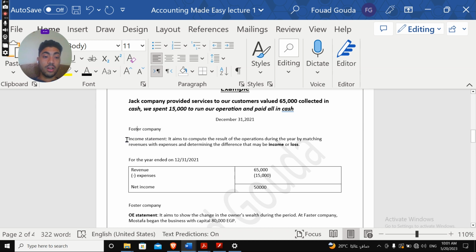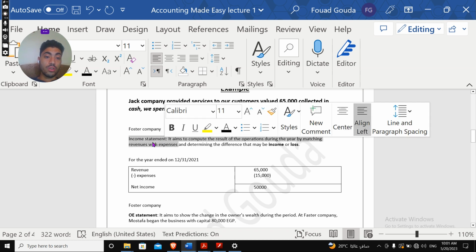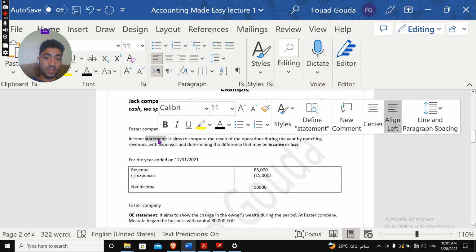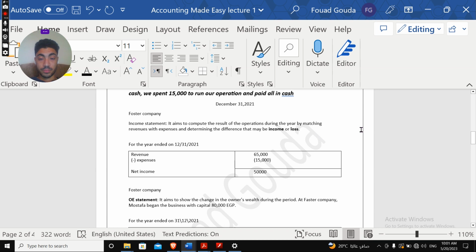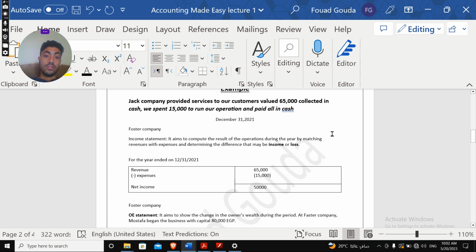In the third line you will write what's this statement that you are doing. It's called an income statement. So we are preparing an income statement right now, and this you won't need to write it. I just wrote it to understand more about the income statement. Alright, so for the year ended on 12/31/2021.